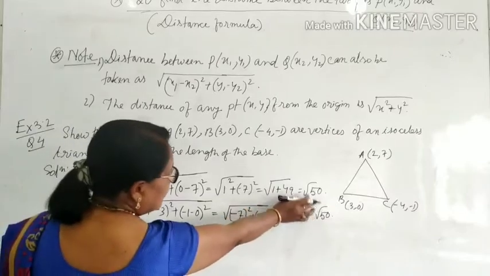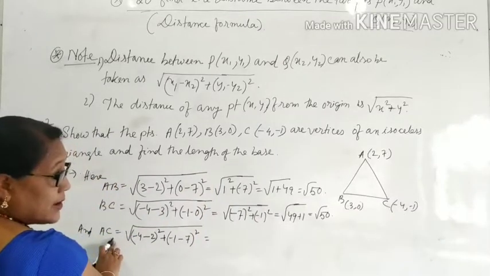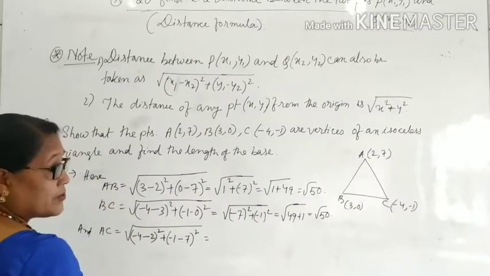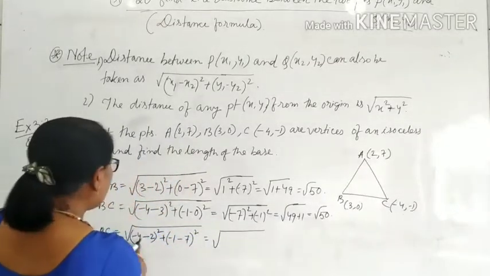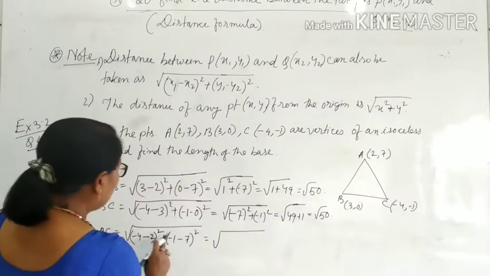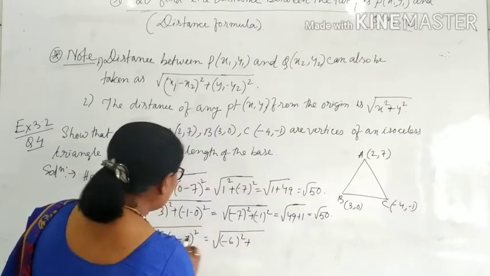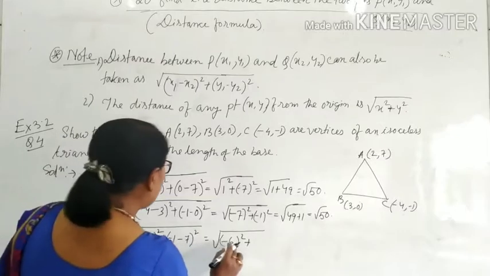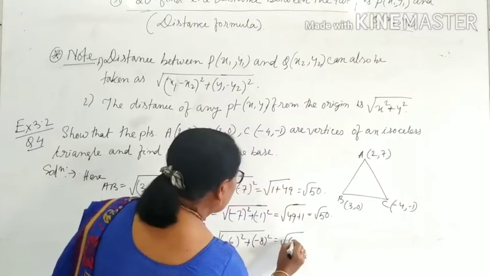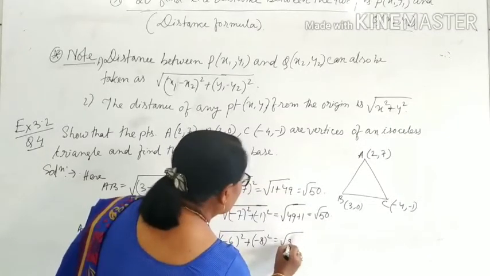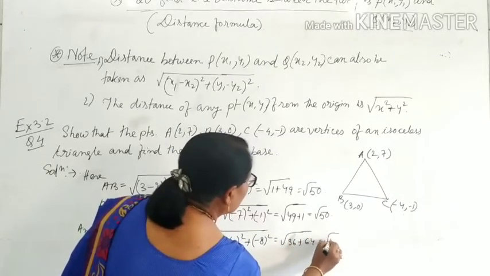Since AB and BC are equal, that is the conclusion. So AC equals minus 4 minus 2, which is minus 6, all square, plus, right sign should be added together, then the sign minus x square. Minus 6 square is 36, minus minus is plus, then plus 8 squared, 64. It is equal to 100.